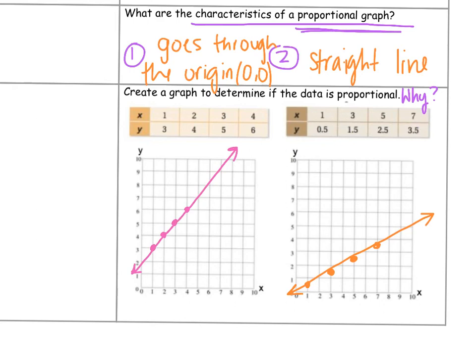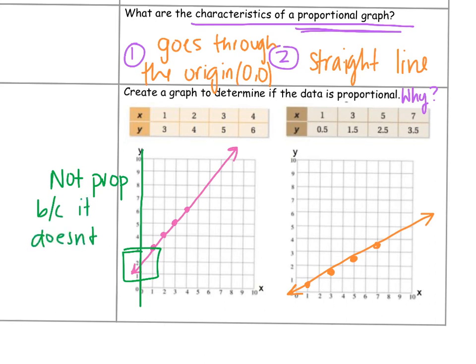So if you've graphed both of these, it's very easy to tell which one is proportional and which one is not. This first one, right here, we can see where it crosses my y-axis, and it does not go through the origin. So this is not proportional, and then it's because it doesn't go through the origin. Using that vocabulary, but also being specific about why it's not proportional.